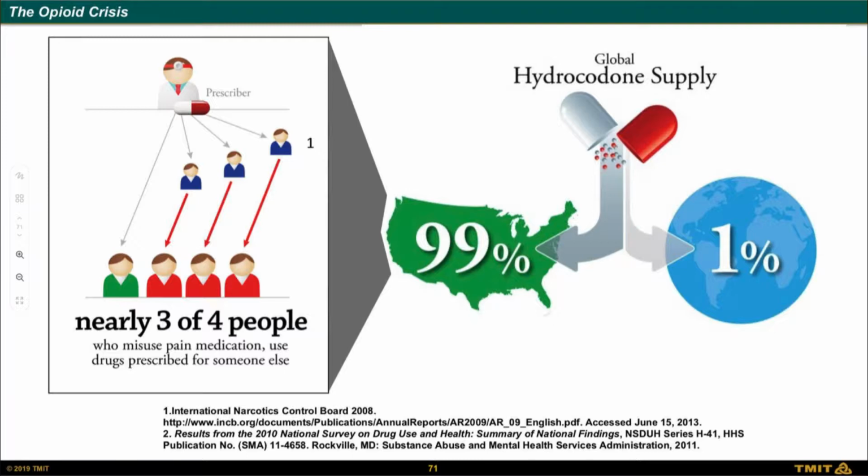I'd like to move to the next slide where we talk a little bit about the opioid crisis. We know that the United States has 4.6% of the world's population, but we provide 99% of the hydrocodone. We know that nearly 3 out of 4 people who misuse pain medications obtain the medication that's prescribed for someone else.